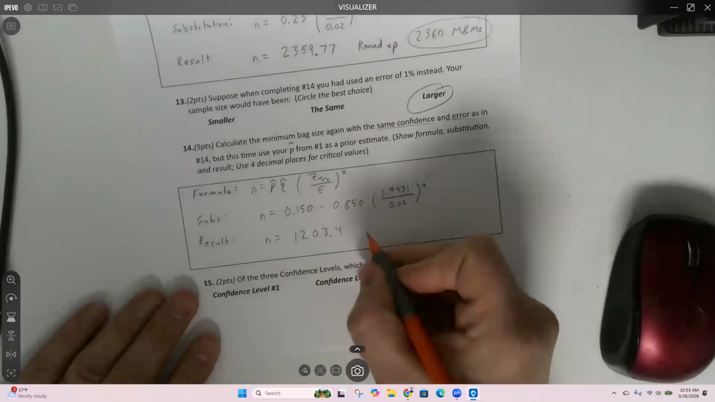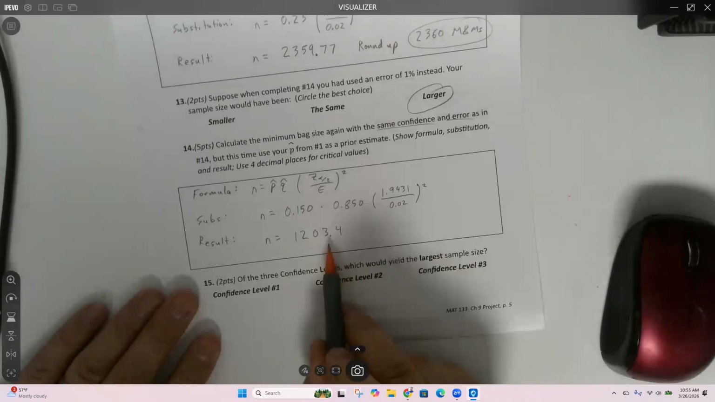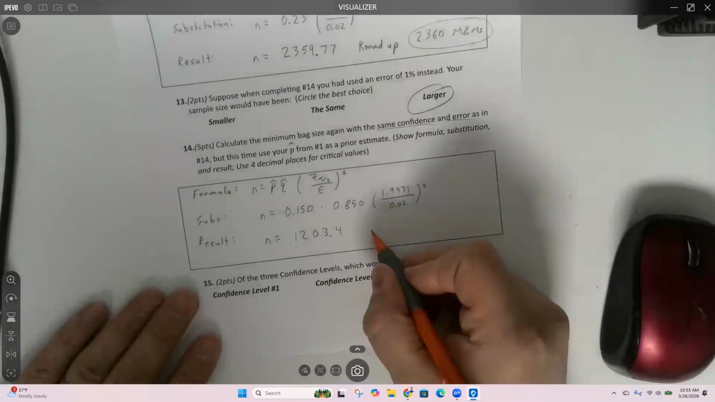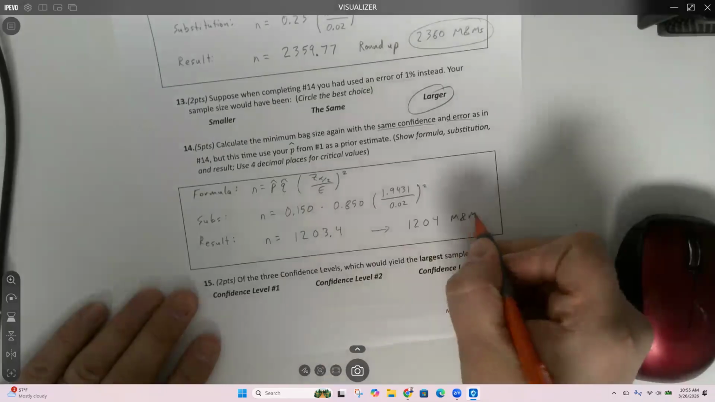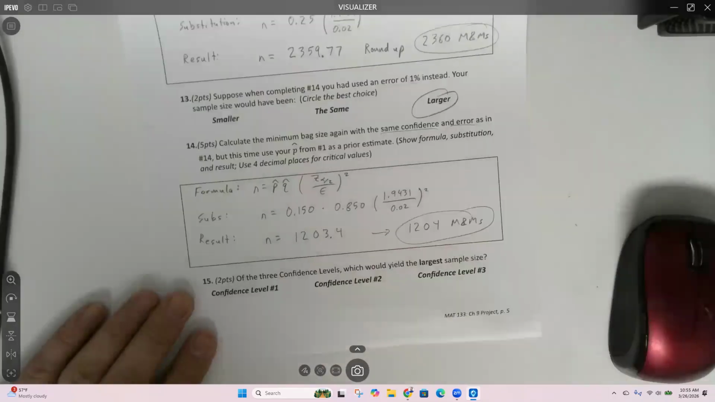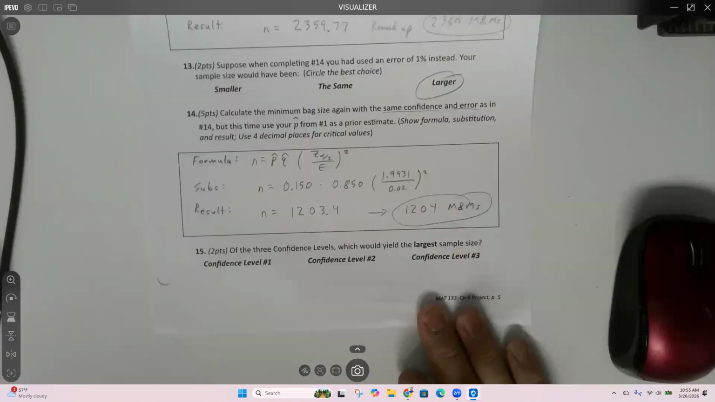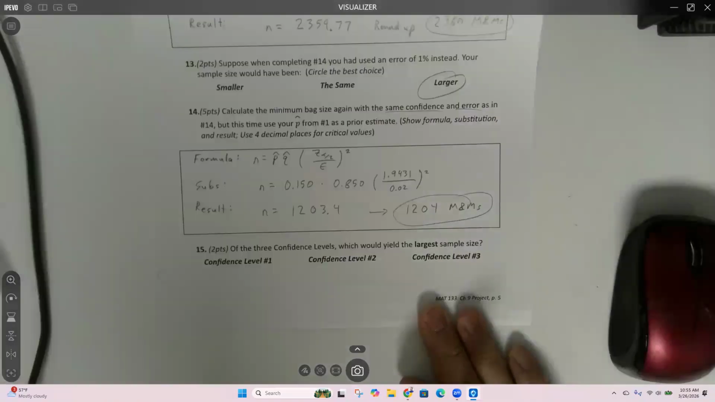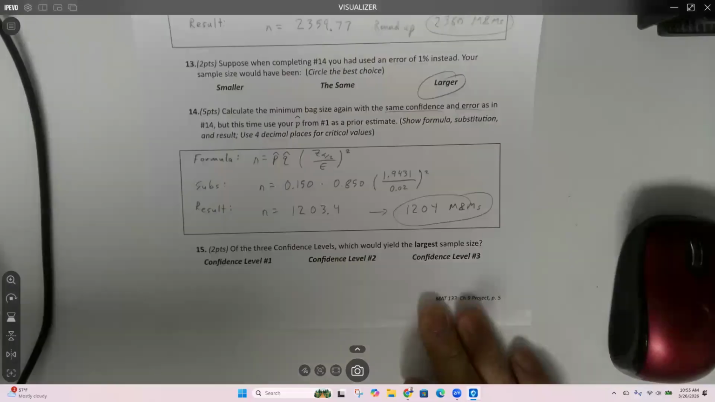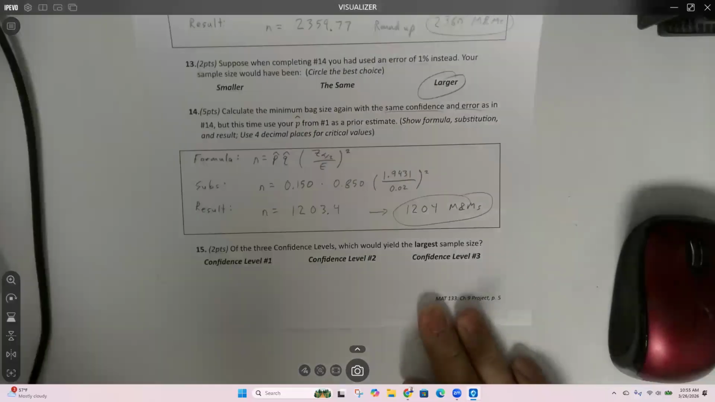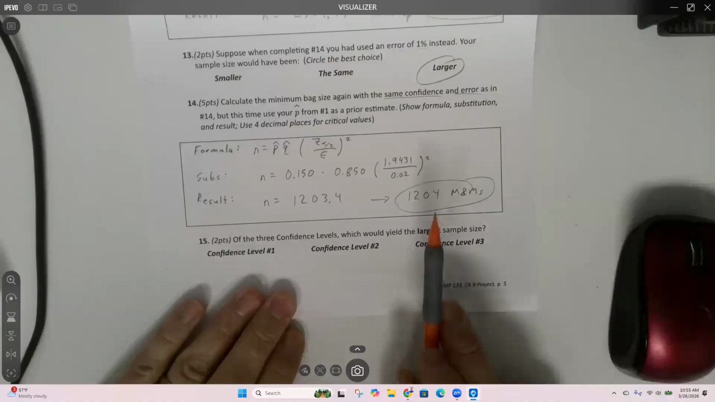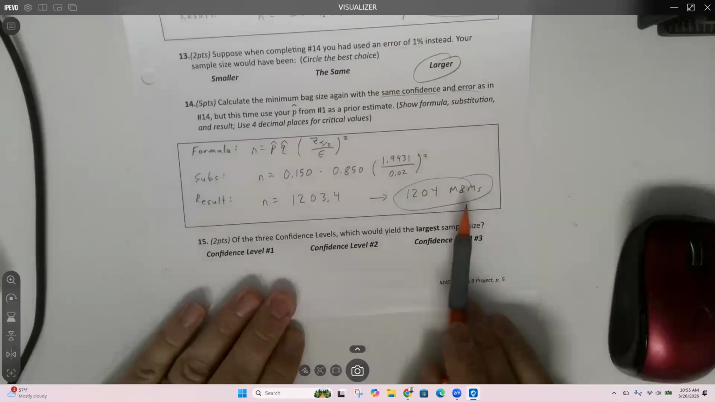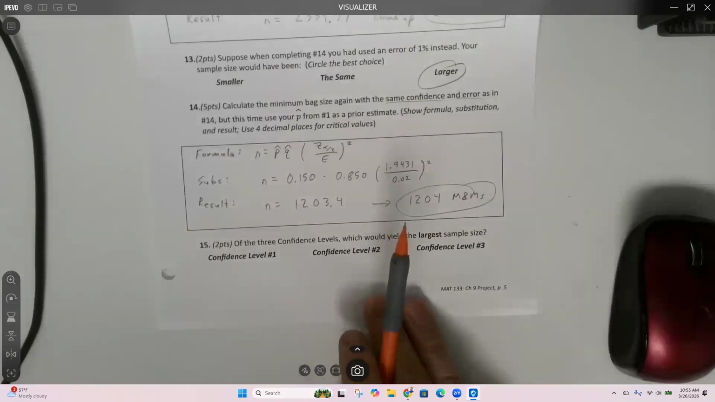But that's not my answer. I need to round that up. So normally I'd round that down and say 1,203. That was not the right direction. I want 1,204 M&Ms. So if I was going to do this experiment again, I'd want to make sure I'm getting this many M&Ms. Okay, so that's quite a lot more. Gonna need some friends to help me eat that when I'm done.